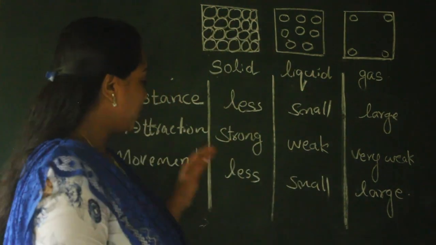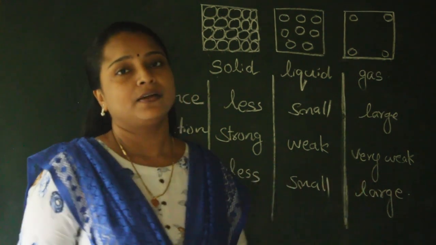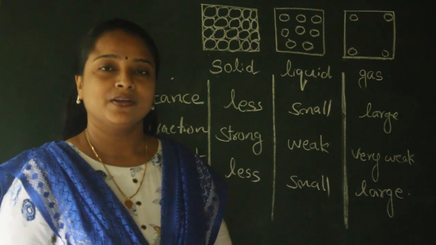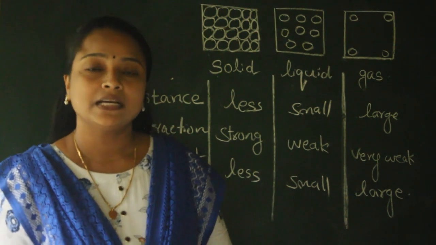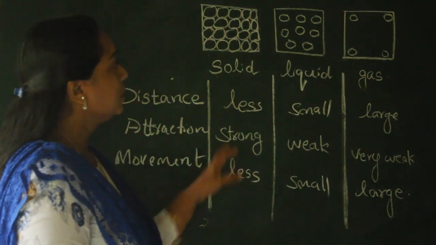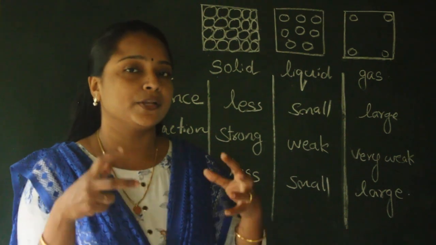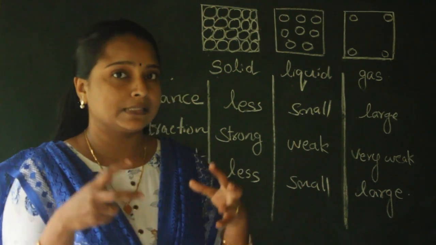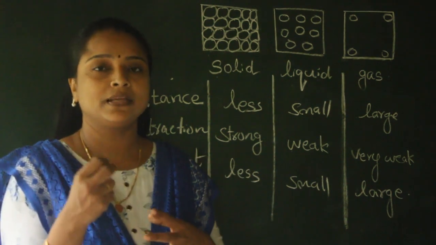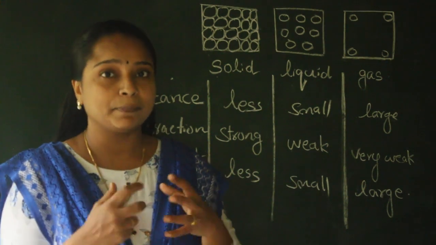So by considering the variation of these characteristic properties in the three different states, we can define solid, liquid and gas. We know that solid behaves as a rigid substance. Why? Because the tiny particles inside the solid substance are very close to each other. There is a strong force of attraction between them and the freedom of movement will be very less. So they behave as rigid, tightly packed.